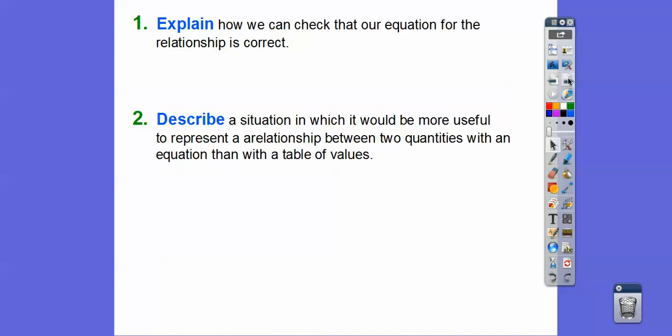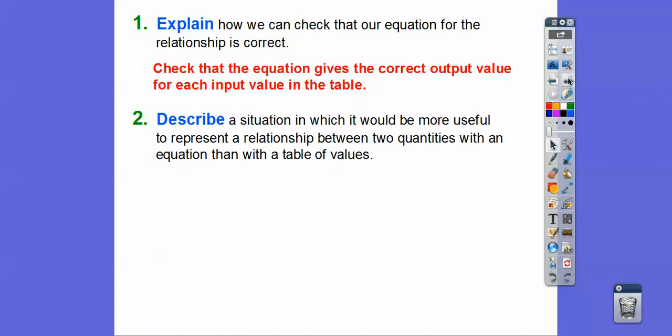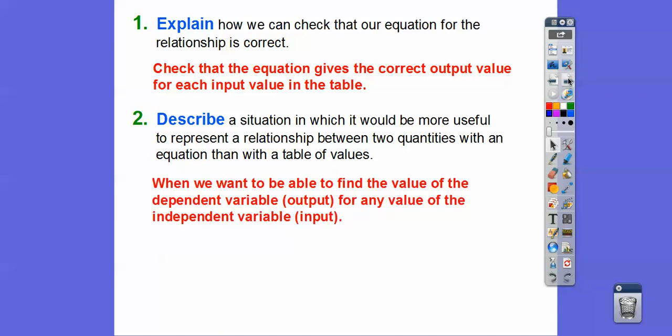Explain how we can check that our equation for the relationship is correct. We can check that the equation gives the correct output values for each input value in the table. And describe a situation in which it would be more useful to represent a relationship between two quantities with an equation than with a table of values. When we want to be able to find a value of the dependent variable, the output, for any value of the independent variable, that's when we probably want to use the equation.